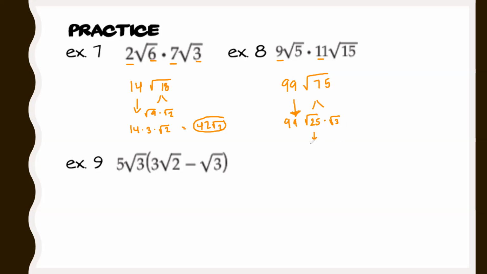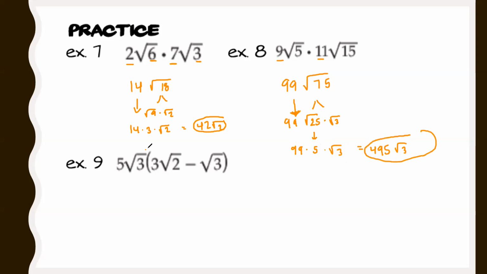So we're going to simplify this. The square root of 25 is 5. So I have 99 times 5 times the square root of 3, which should have given you 495 on the square root of 3. I'll check my math on that. 5 times 9 is 45. Plus the 4. Yep, 495 on the square root of 3. So hopefully you got that one right.